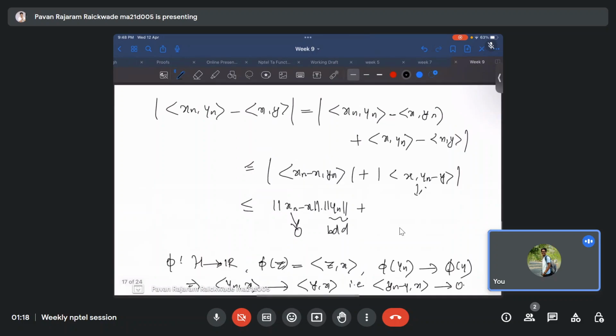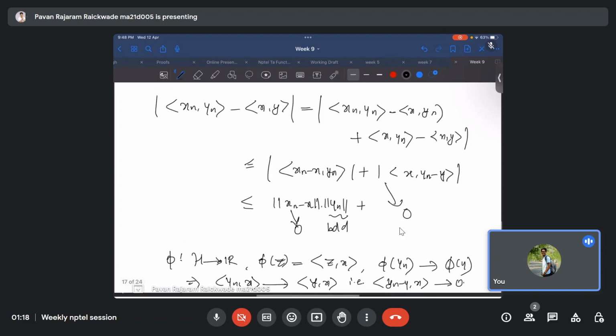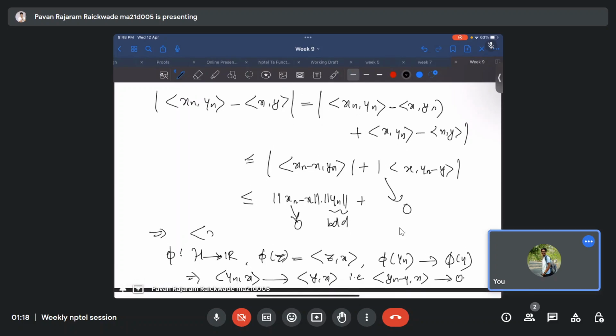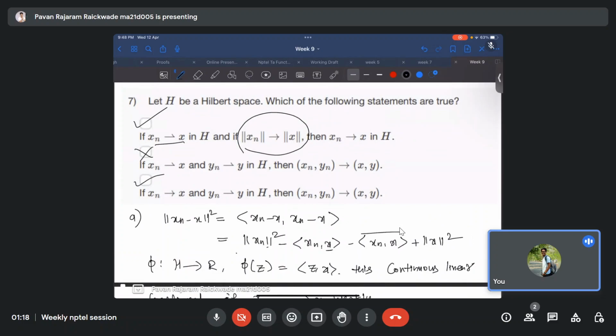Yeah, so this is the same thing. Inner product of x with yn minus y, I mean, just take the conjugate, but it's the modulus anyways. This guy is also going to 0. So this whole thing is going to 0. Yeah, so it's done, which implies inner product of xn with yn converges to inner product of x with y. Good. Okay, so part C is true. That's a good one in Hilbert space. You have one sequence going strongly, one going weakly, then the inner product goes to the corresponding limit inner product.